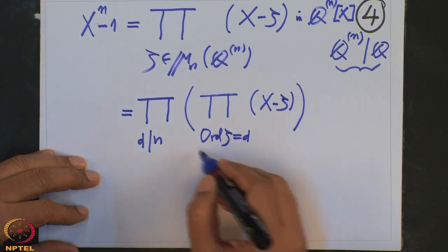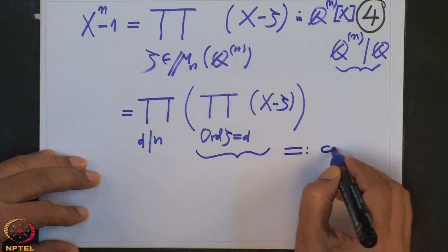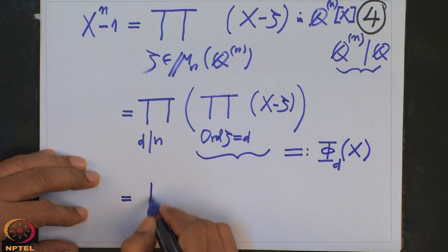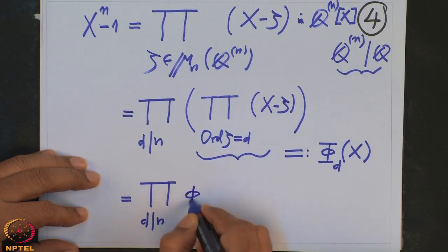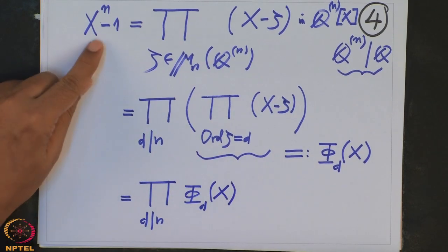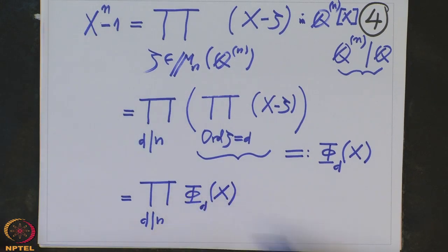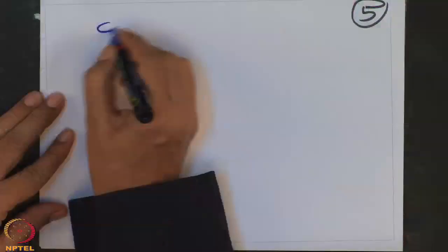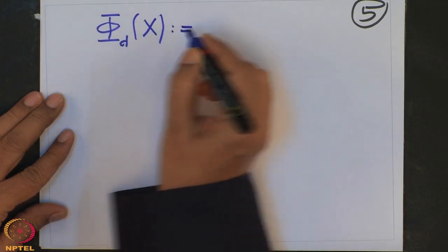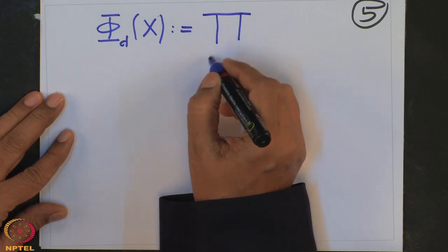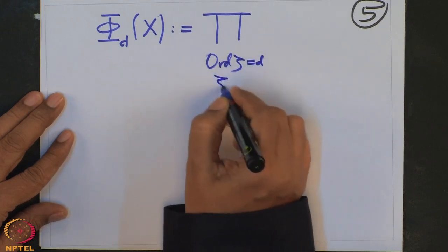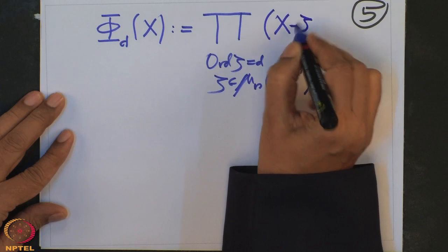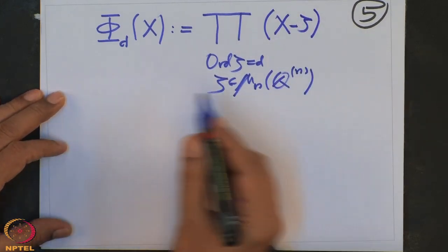Now this inner thing I am going to define as phi_d(x). Therefore this polynomial is written as the product over d dividing n of phi_d(x), where phi_d(x) is by definition the product running over elements zeta of order d in mu_n(Q_n) of x minus zeta. This is what the polynomial is.